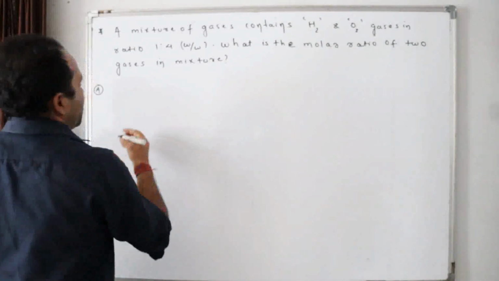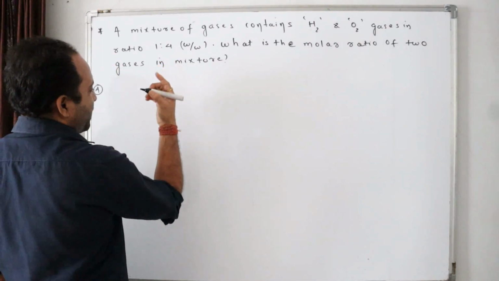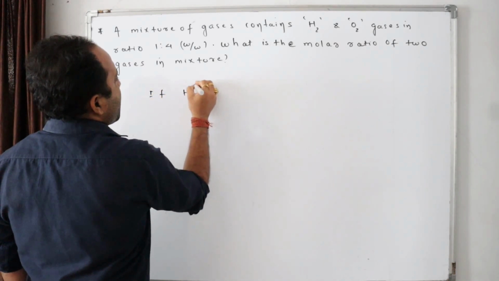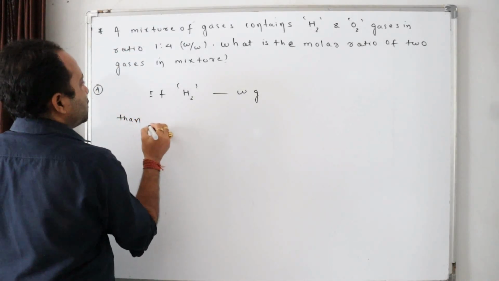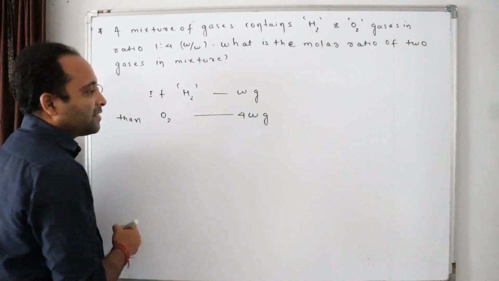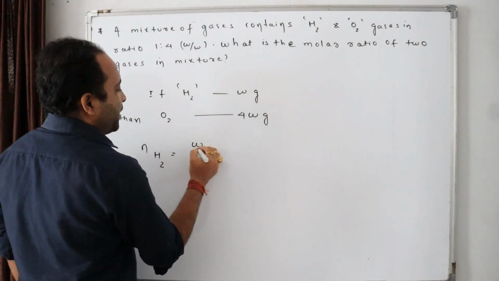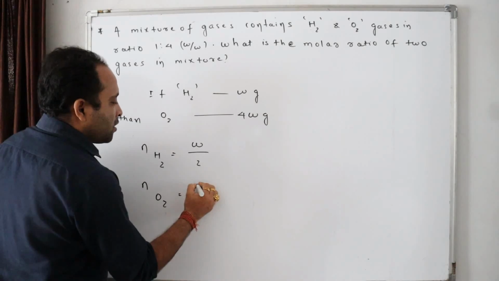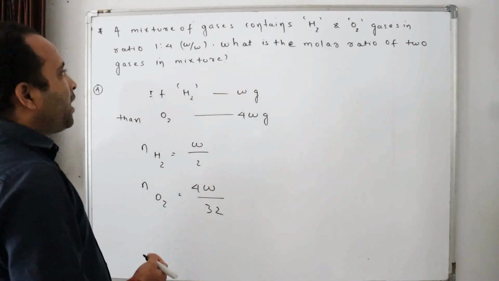Look here. What did they say? Mixture of the gases contains hydrogen and oxygen by mass ratio or weight ratio 1:4. It means if hydrogen is W gram, then oxygen is 4W gram. May I understand this? Easy. Now number of moles of hydrogen. How to calculate? Weight in gram by molar mass. Number of moles of oxygen is how much? 4W, weight in gram by molar mass.